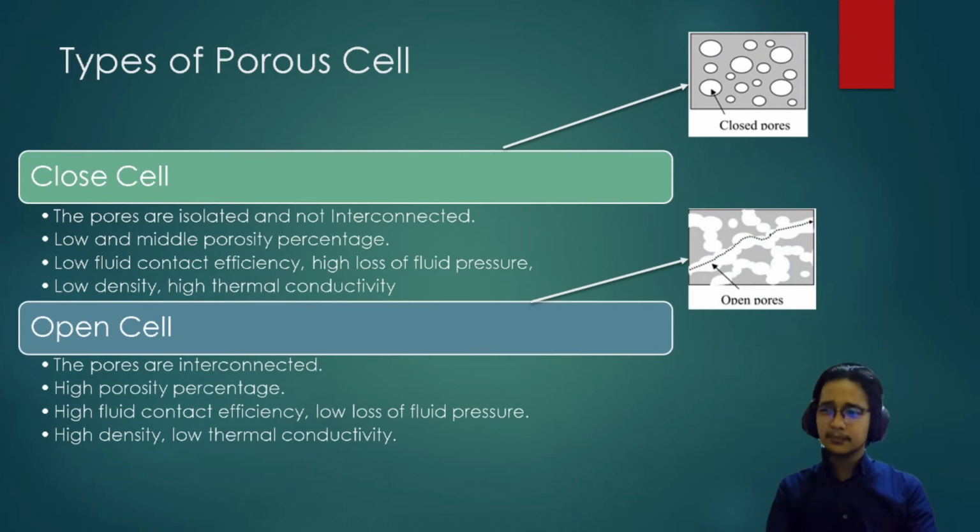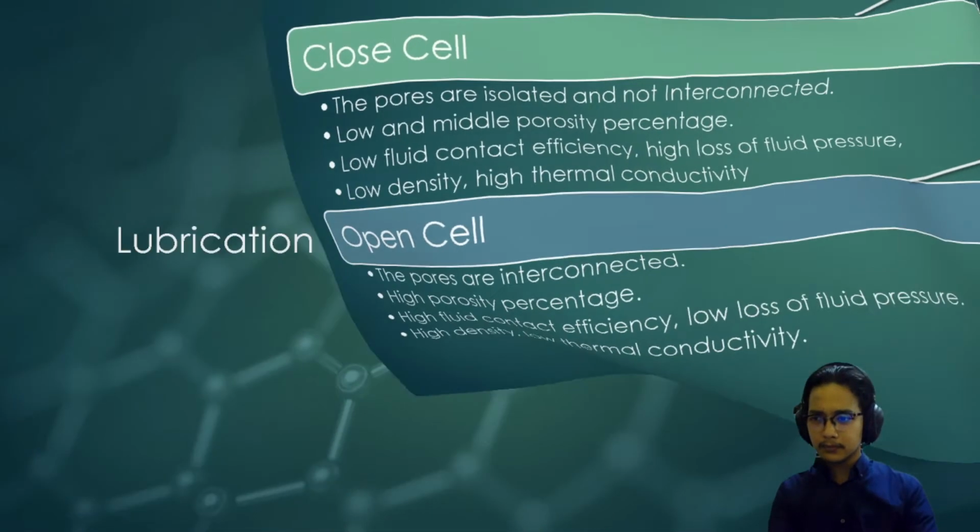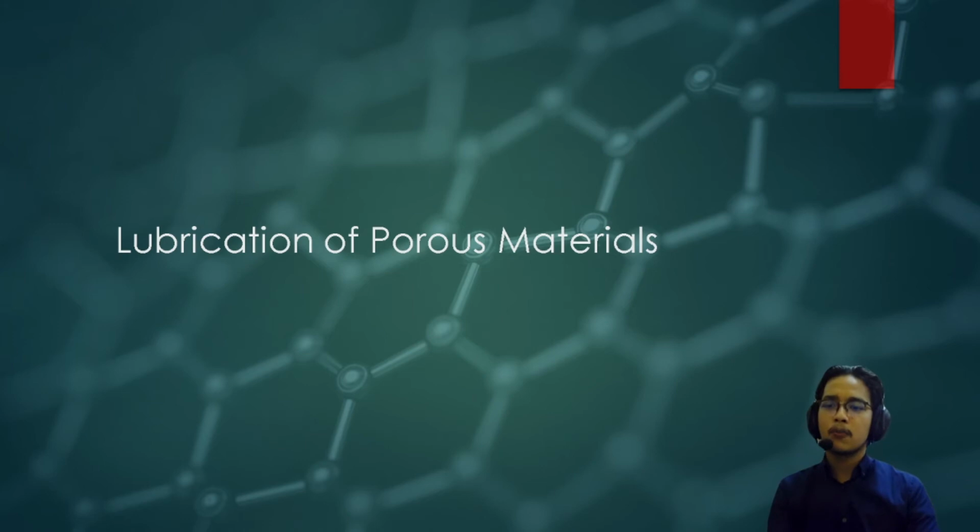For open cell, the pores are usually interconnected. And open cell has high density, low thermal conductivity, and the percentage of porosity is normally high. Next, lubrication of porous materials.